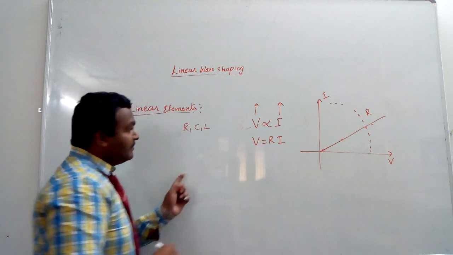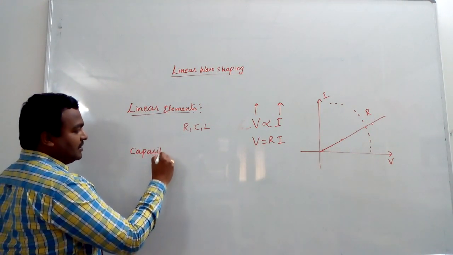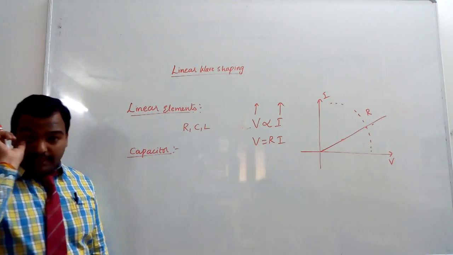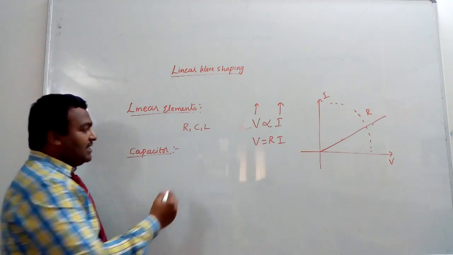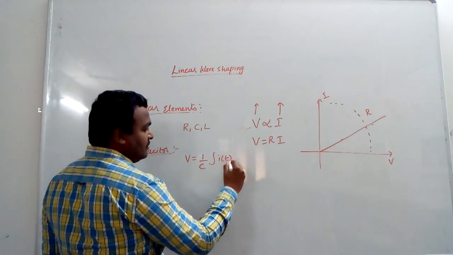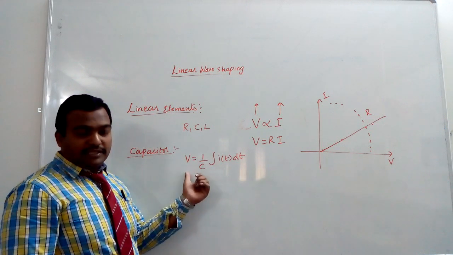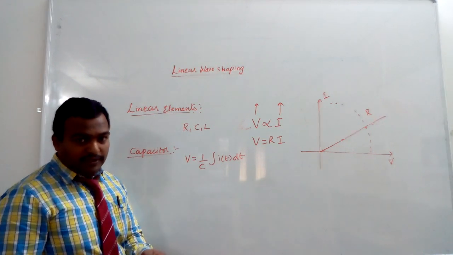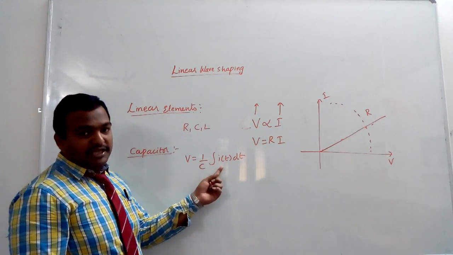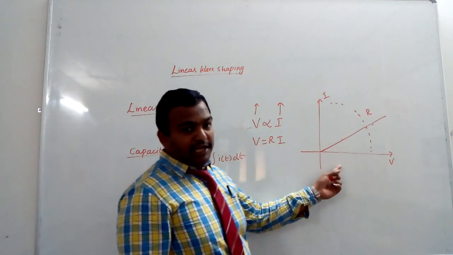Now, apart from the resistor, we go with the capacitor. A capacitor is a passive element which stores energy in terms of electric field. We have the relation V is equal to 1 by C integral of i(t) dt. If i(t) changes with respect to time, the voltage across the capacitor also changes. So for every change in I, there is a change in V, and once again it obeys the linearity property.